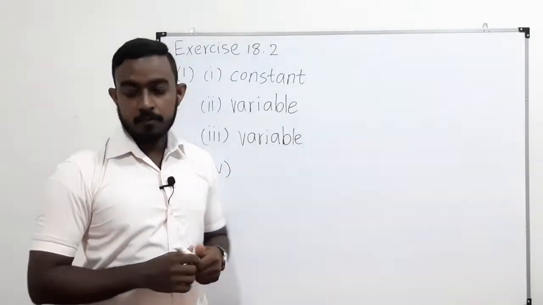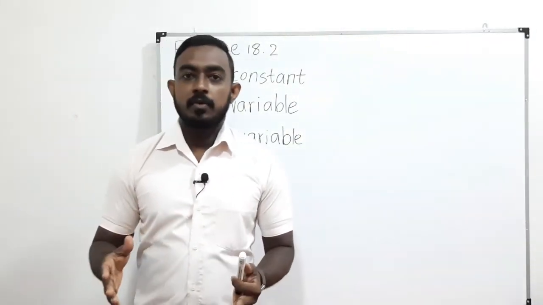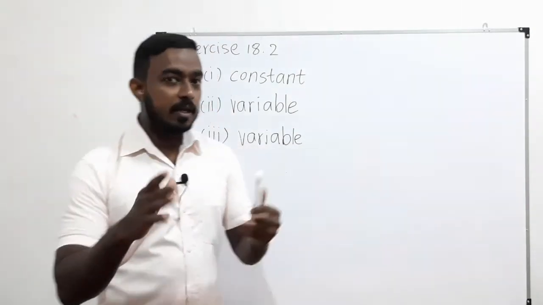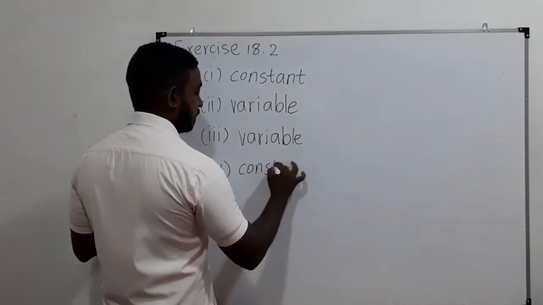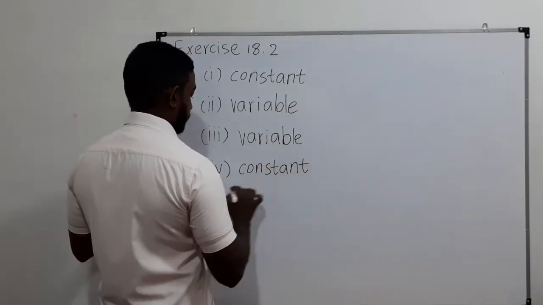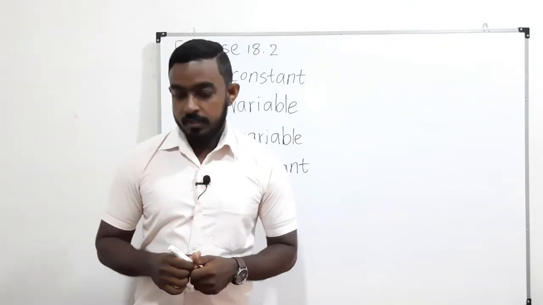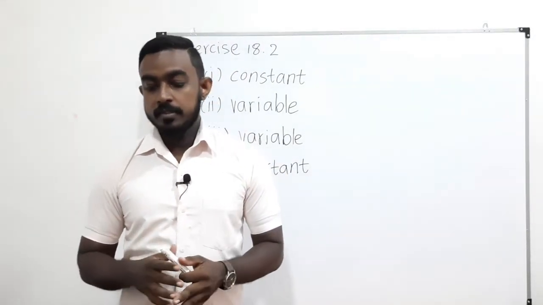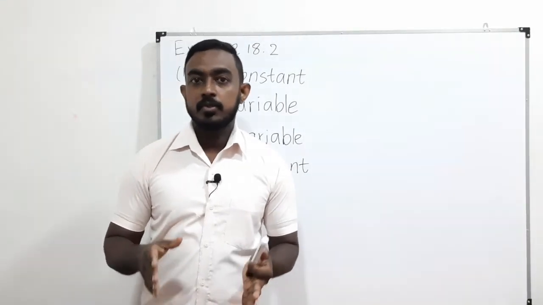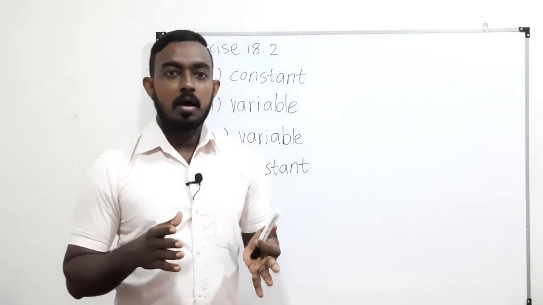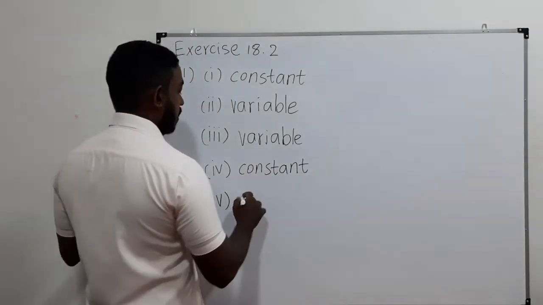Then for Roman number 4, they ask the number of sides of a square. You know that definitely, therefore we can write it as a constant. Then what about question number 5? They say the number of centimeters in a meter. You know that there are 100 centimeters in 1 meter. Therefore, we can write it as a constant.